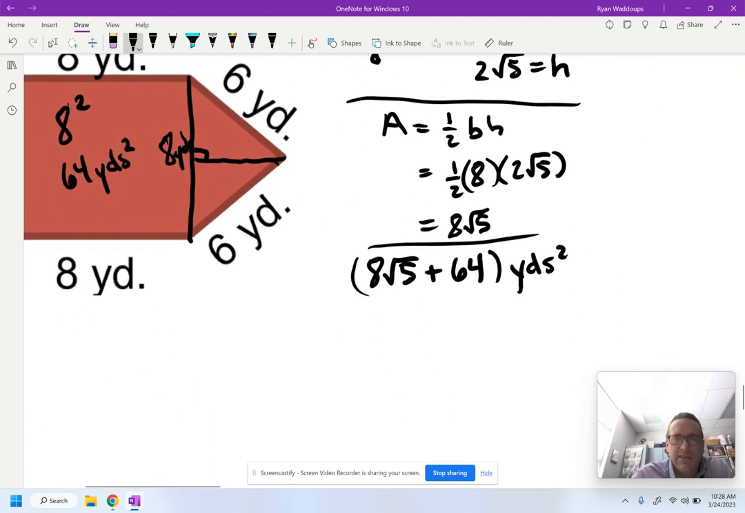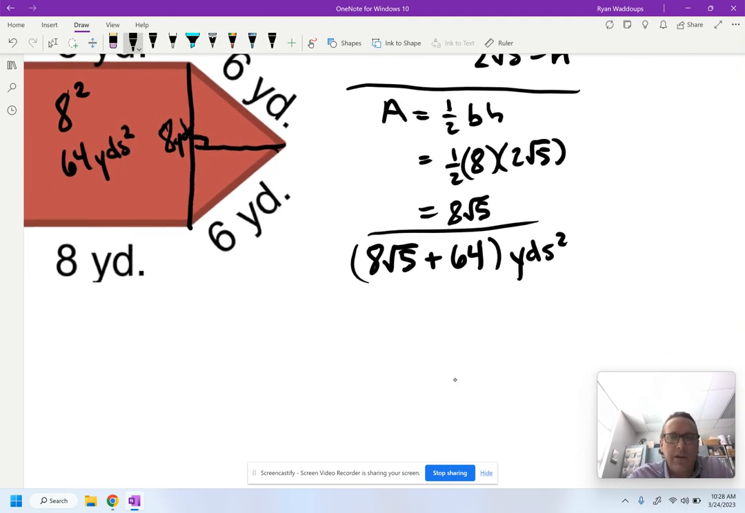But that's the exact answer. But I want to know what is that approximately. So I just type in 8 times the square root of 5 plus 64. And this is approximately, the area is approximately equal to 81.89 square yards.